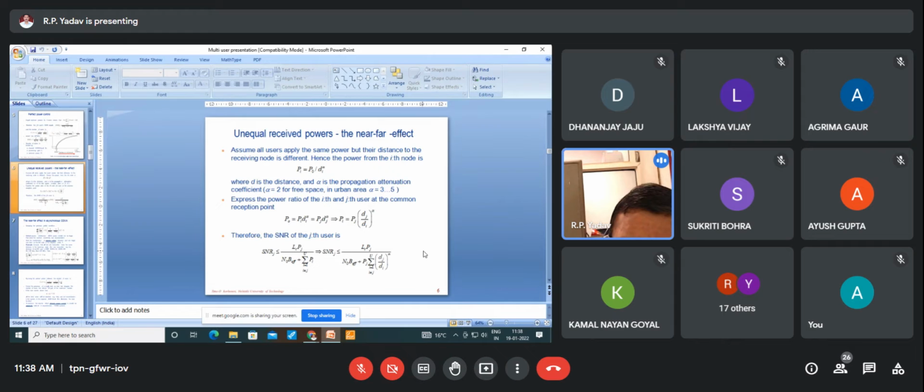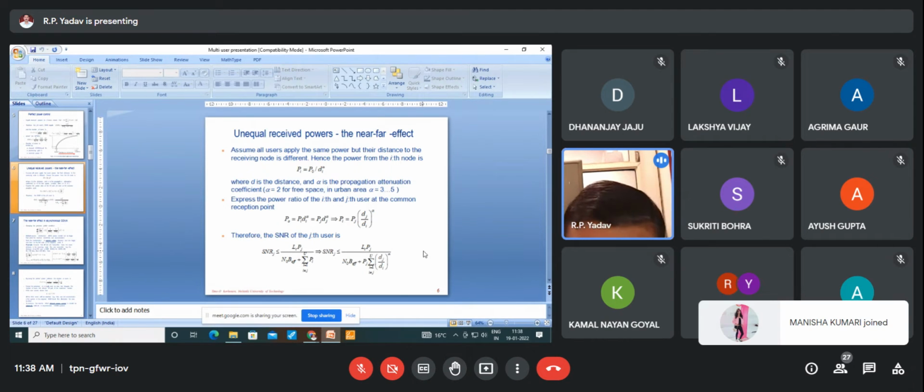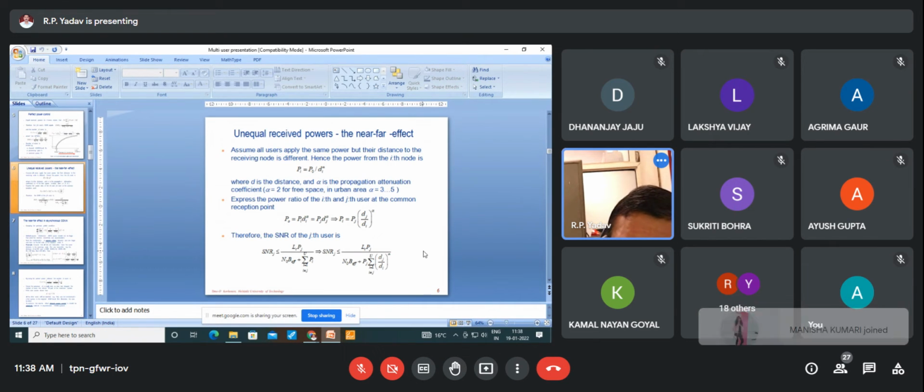So this Pi becomes Pj dj upon Di. I mean, obviously in the ratio of distance, that particular power will be calculated. Therefore, the SNR of the jth user. So the jth user SNR will be my LCPG upon N0 by B effective upon the sum over i equal to 1 for all, I mean, i not equal to j, summed over all users, you can say my Pi's. So the signal to noise ratio will be less than, for the jth user, will be.